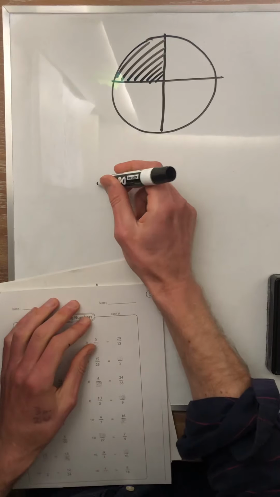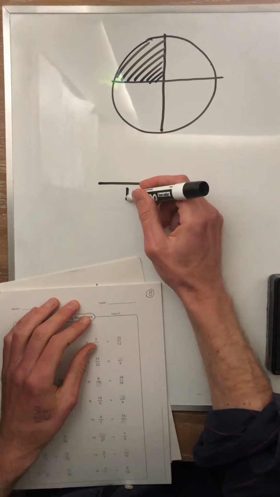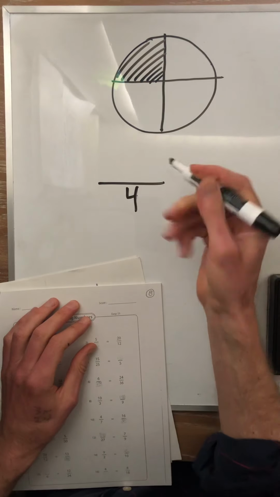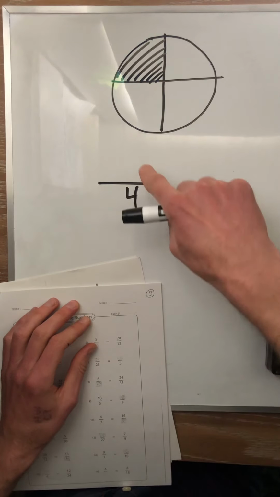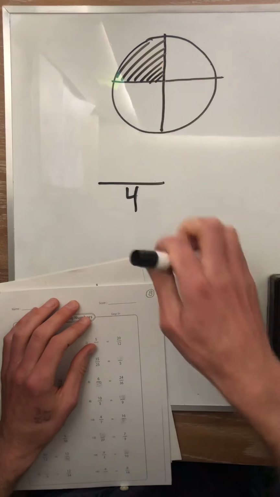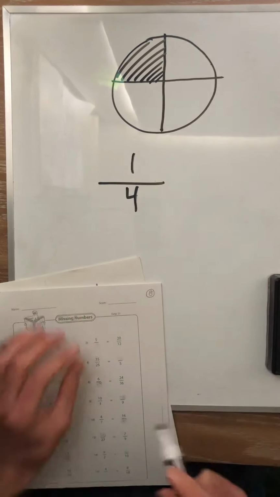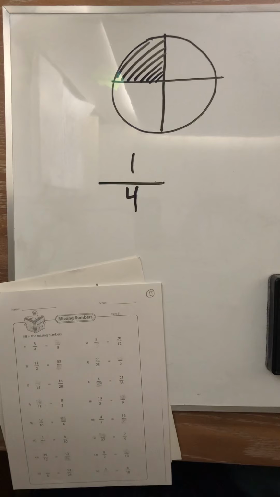Well, you can tell I've got 1, 2, 3, 4 pieces total. So if there are 4 total, that's the denominator. And the top is how much do I have? Well, I have one of those 4. I've got 1/4. So we've been doing that stuff for a while, as far as just drawing a fraction. But now we're getting into equivalent fractions.